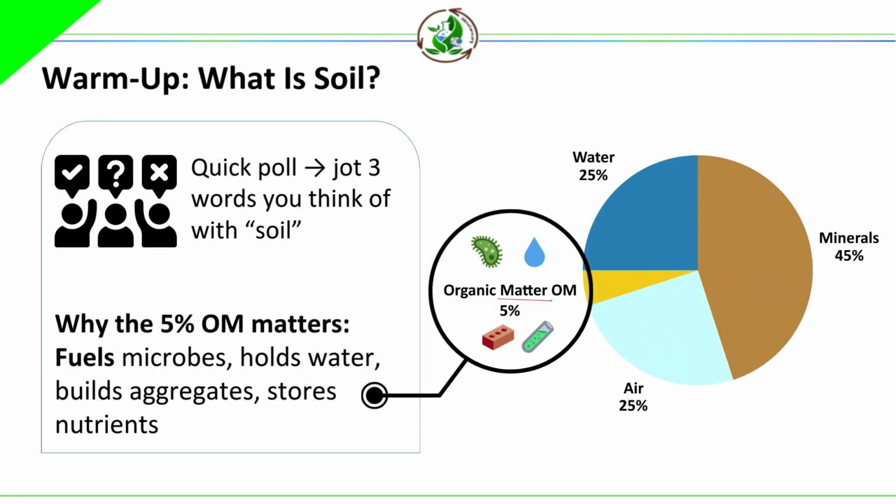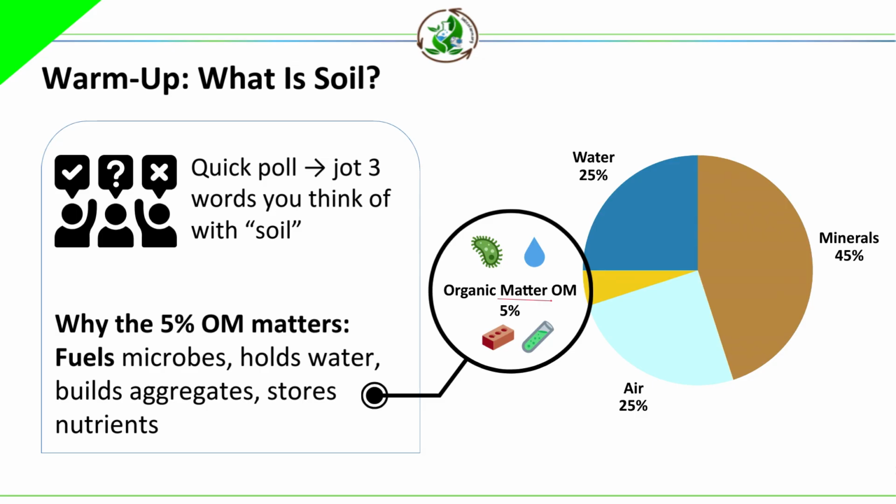Let's do a quick warm-up. Take a moment to jot down 3 words that come to mind when you hear soil. We'll pause here for a moment. Ready? Share your words with a neighbor. You might have said dirty, brown, worms, or food. All these words are clues about soil's roles.